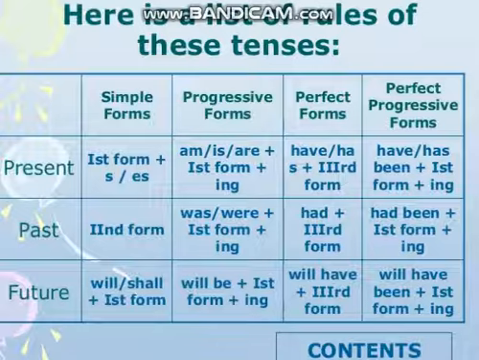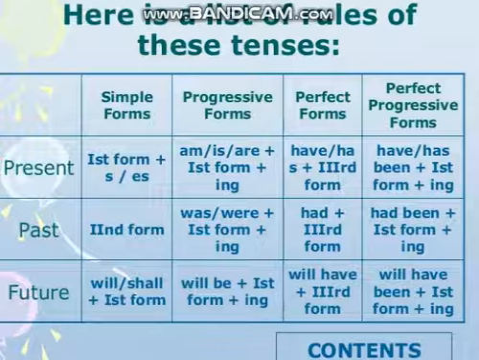So here you can see that on the very left side of the screen, we have given the types of tenses according to the time frame: present, past, and future. And on the top of the chart, there are the names of tenses according to the aspects: simple forms, progressive forms, perfect forms, and perfect progressive forms.